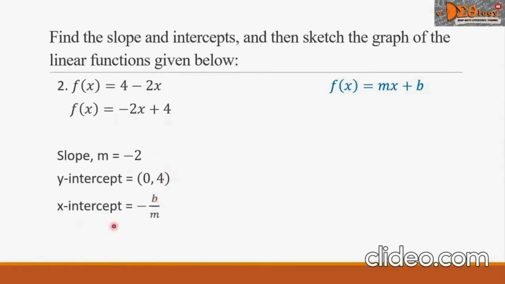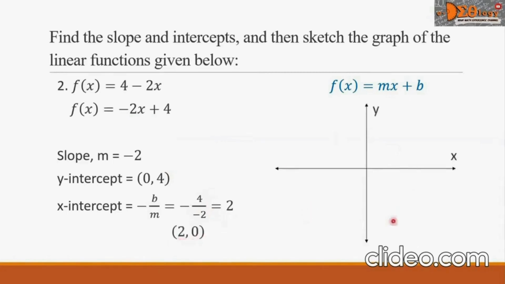Next is the x-intercept. We will follow the formula negative b over m. Substituting the values, this is equal to negative 4, that is the b, over negative 2, which is the slope. And then we simplify. Negative and negative becomes positive. 4 divided by 2 is equal to 2. Showing now the ordered pair of the x-intercept, we have 2, 0.